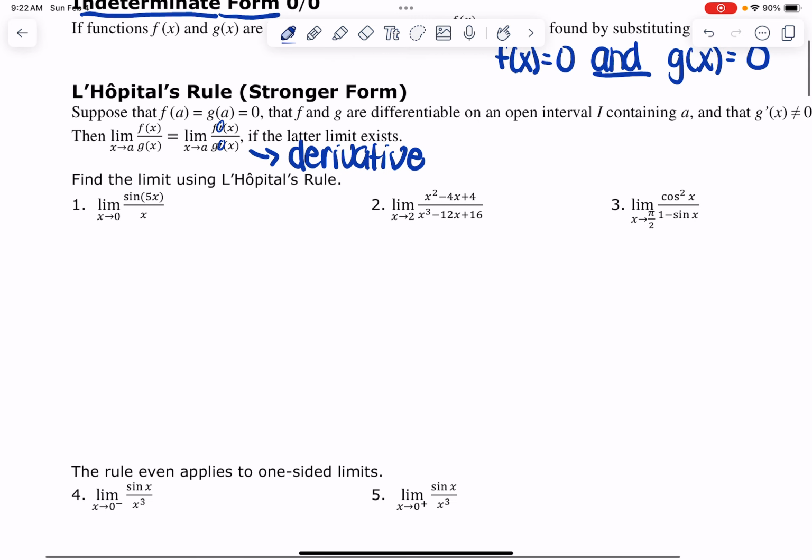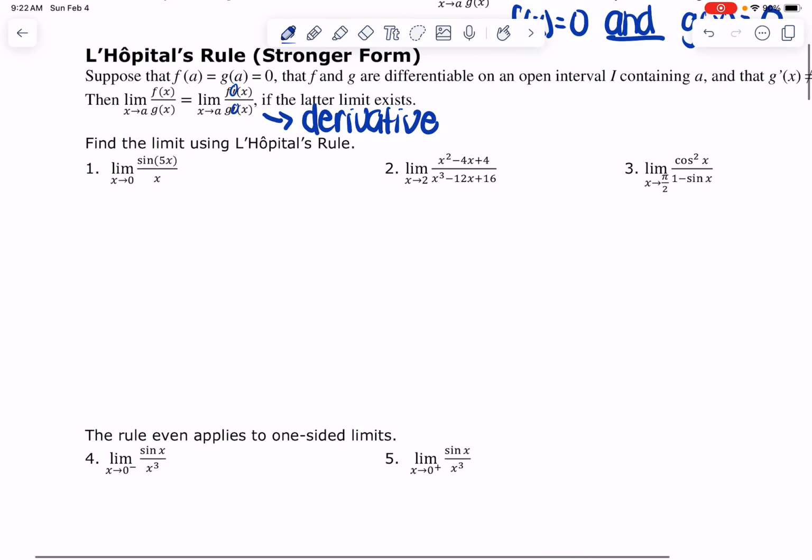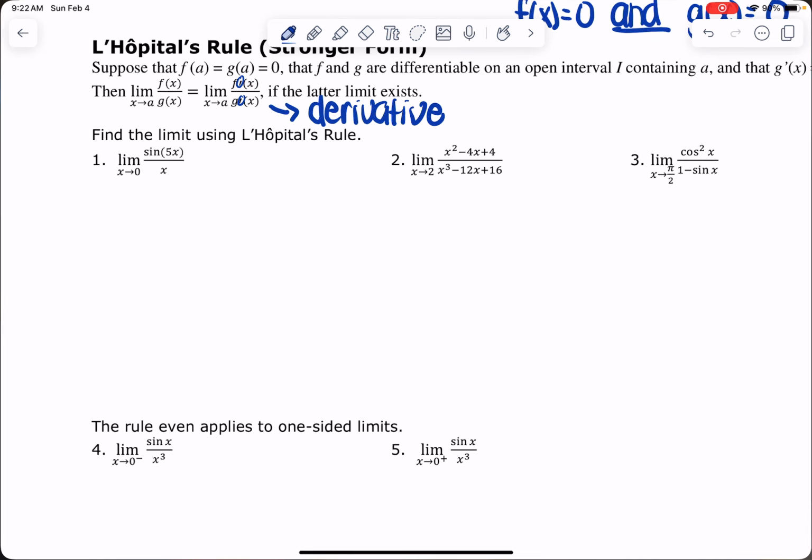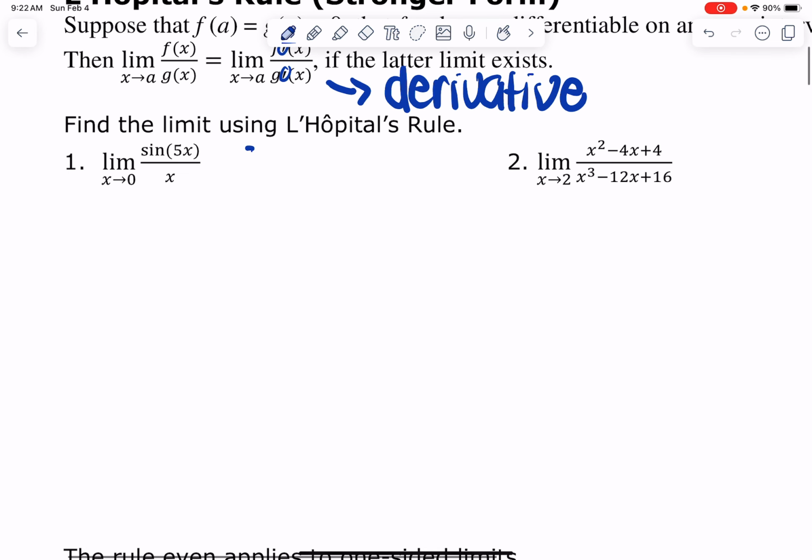I would do a couple of examples based upon this. It says find the limit using L'Hospital's rule. I would start off with: if I plug in 0 for x, on the top I would just get sine of 0 over 0. Well, sine of 0 is just 0, and then you get over 0. So that's enough to determine we can use L'Hospital's rule.